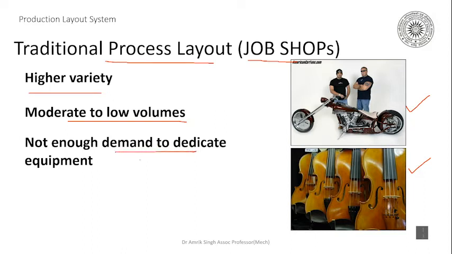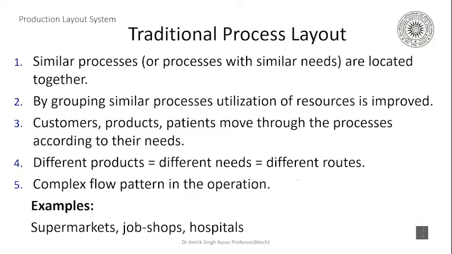There is not enough demand for dedicated equipment. For Harley Davidson, there may not be much demand, so the volume of production will be small. Similarly here, there can be different types of guitars of different sizes, but their demand may not be very high. So in the traditional type of process layout, similar processes or processes with similar needs are located together.